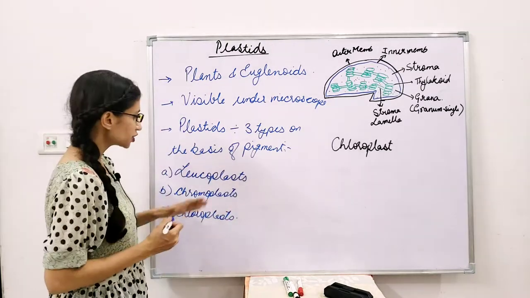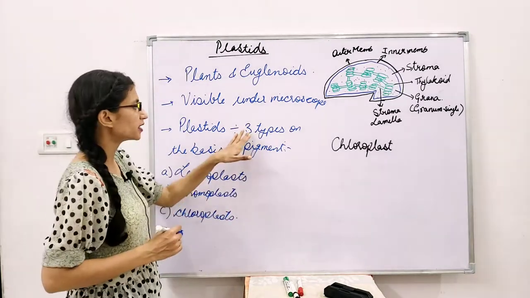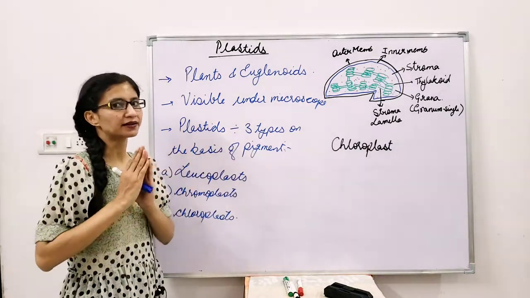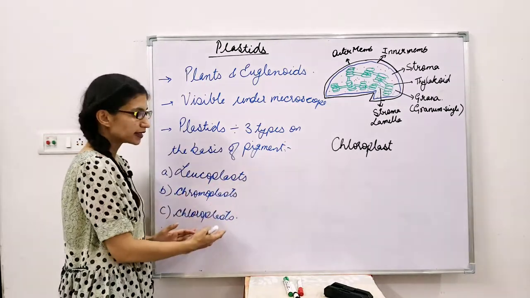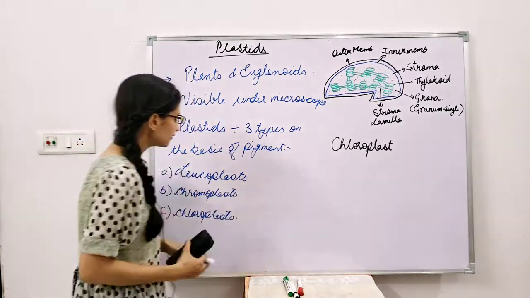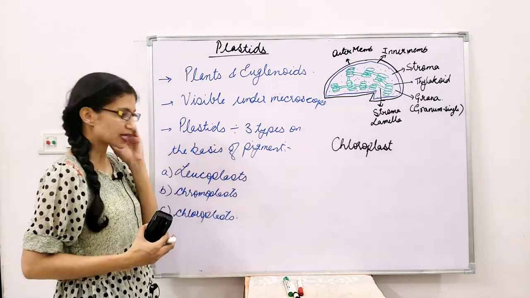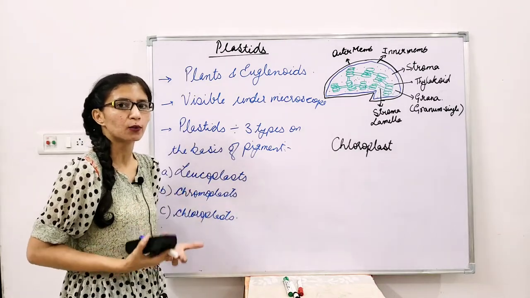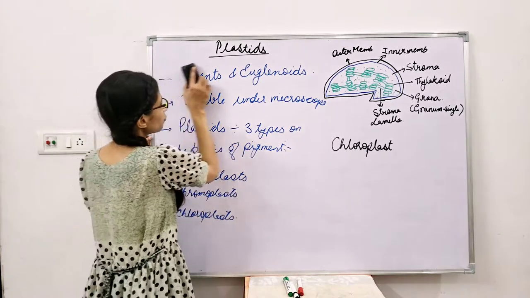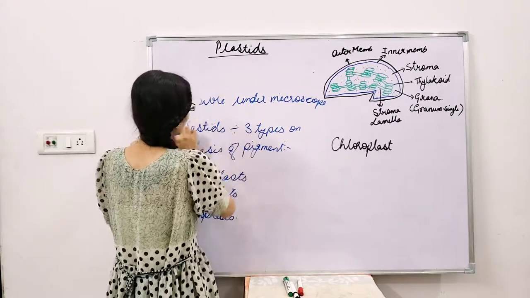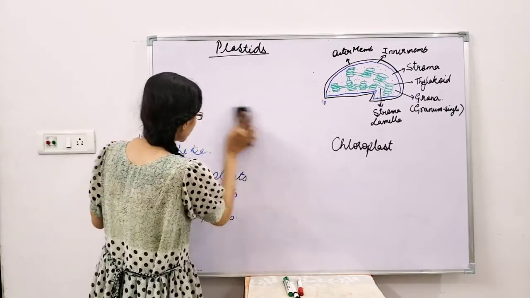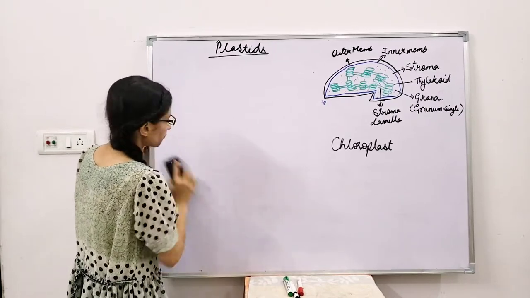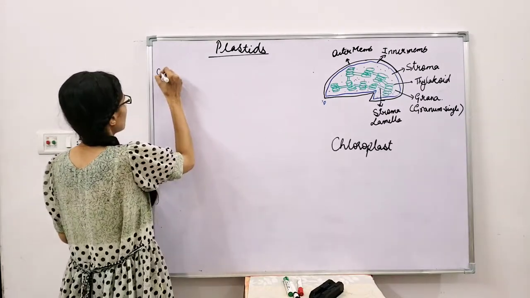We'll discuss each of them one by one. So first we need to understand that plastids get divided into three types based on the pigments that they have: the leucoplast, the chromoplast and the chloroplast. We'll understand each of these based on what color they provide to the plant. The first one that we're going to discuss is the leucoplast.